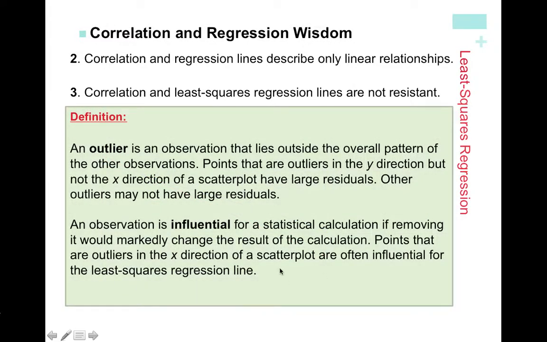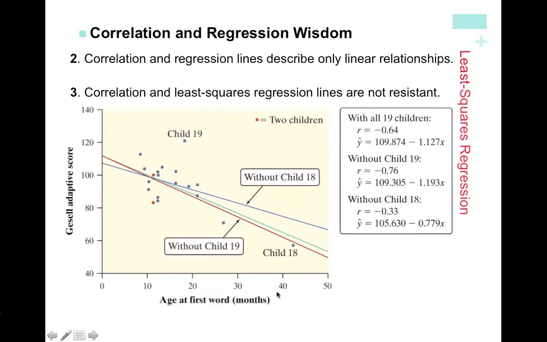An observation is influential if removing it would markedly change the result of the calculation. Points that are outliers in the x direction are often influential for a least squares regression line. So that's what I was talking about back here. Removing the horizontal outlier dramatically changes our regression model. So that point is influential. Child 19, that point is not influential because removing it doesn't make a dramatic change in our line.